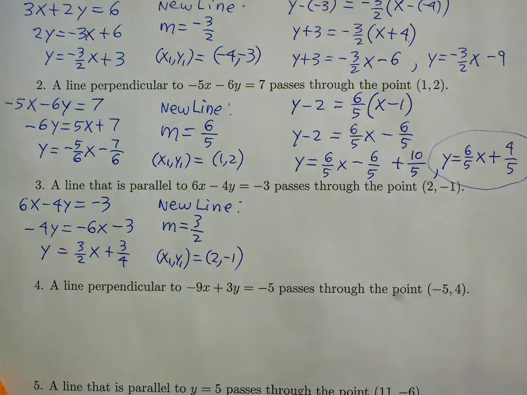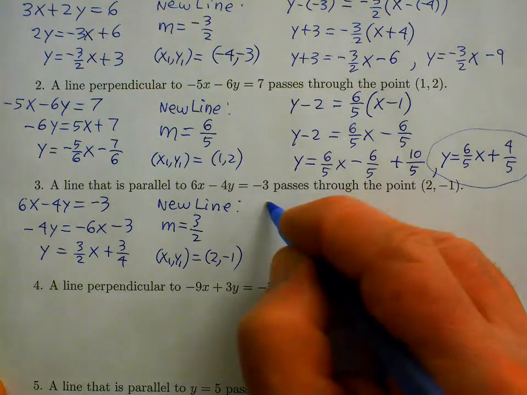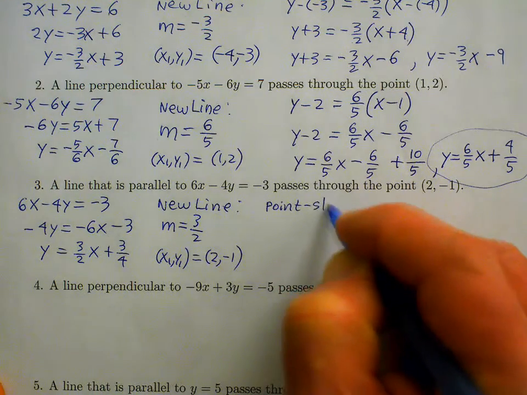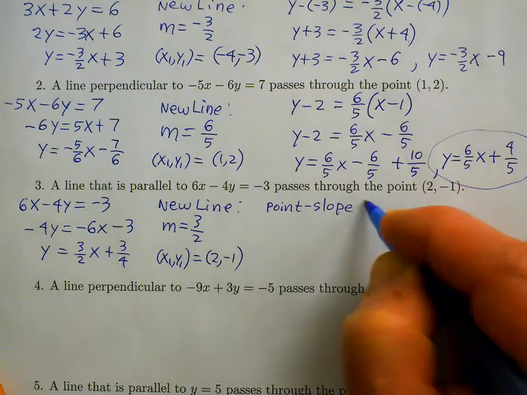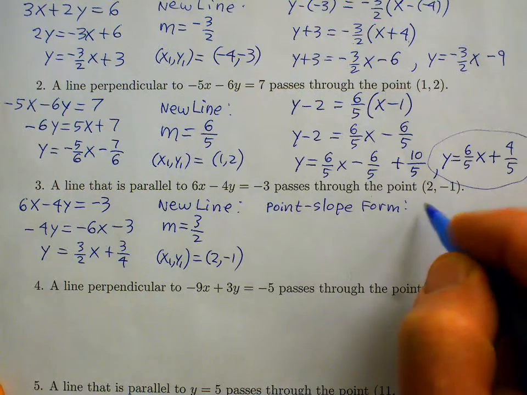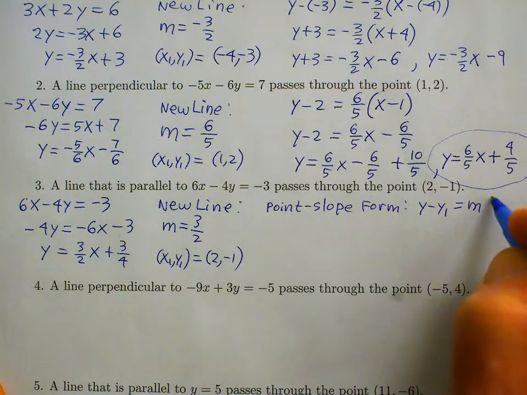Okay, then the point slope form. So just for repetition, I'll rewrite the point slope form. The point slope form, y minus y1 equals m times the quantity x minus x1.